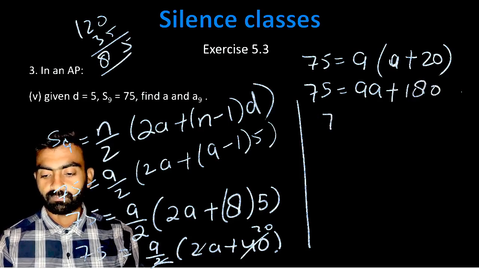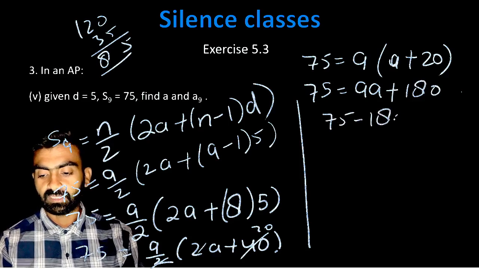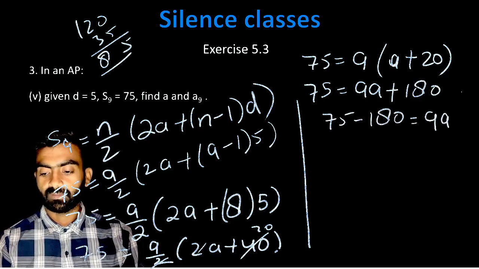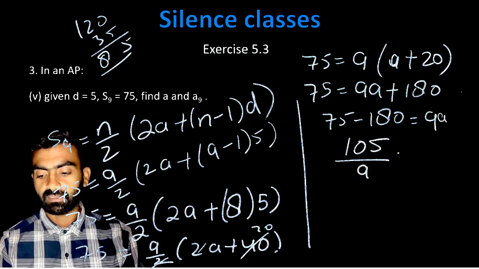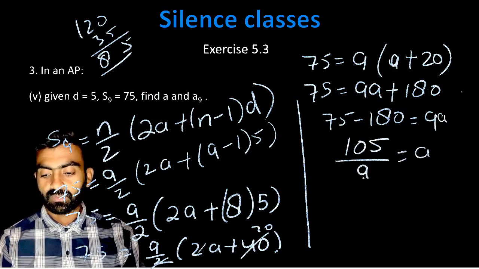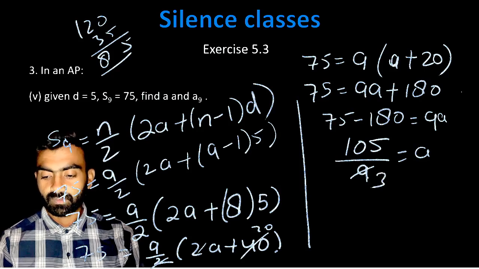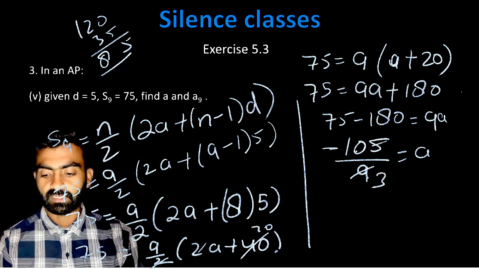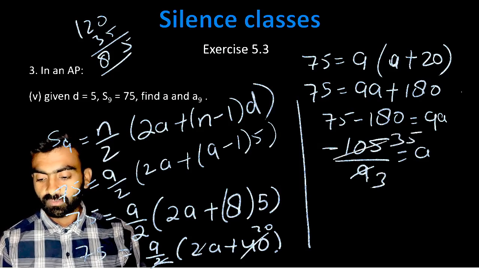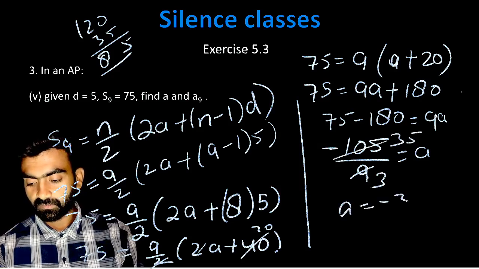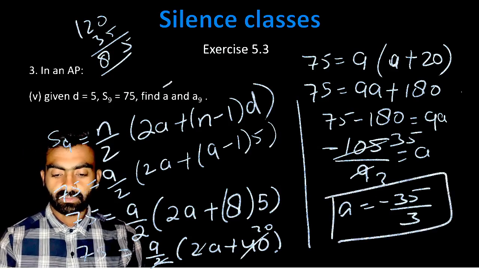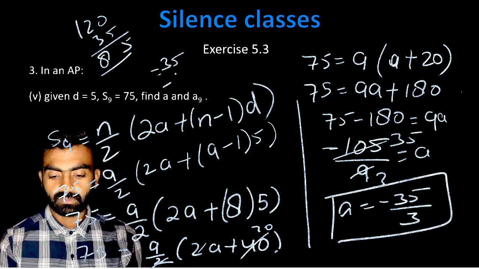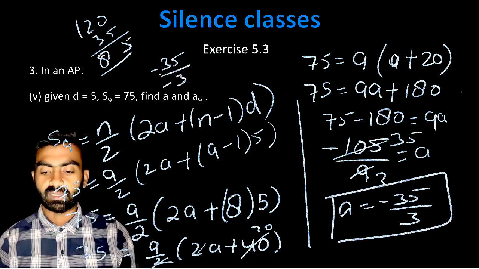So 75 minus 180 is equal to 9a. So we get minus 105 upon 9 is equal to a. The minus sign will be there. 3 3s are 9, 3 3s are 9, and 3 5s are 15. So we get a is equal to minus 35 upon 3. So we got the value of a, that is minus 35 upon 3.